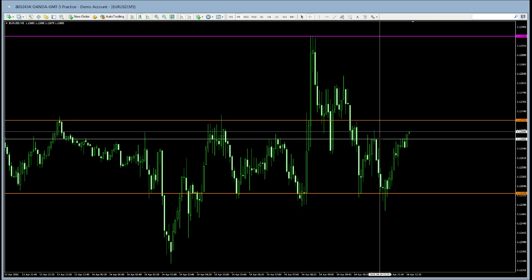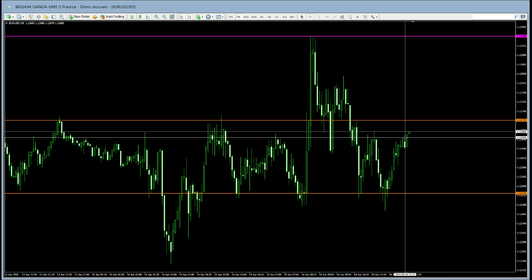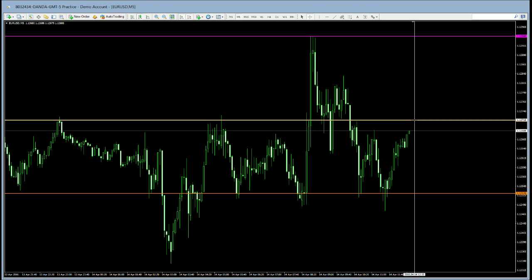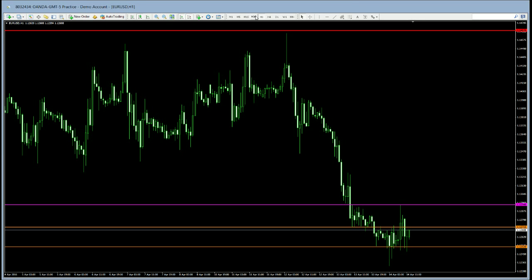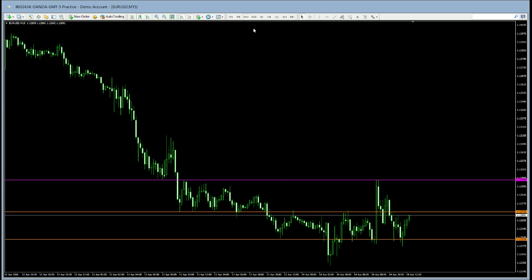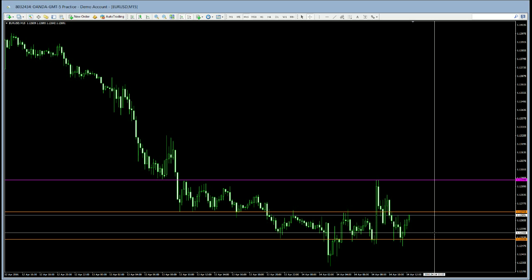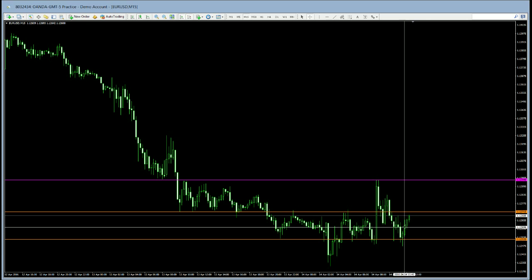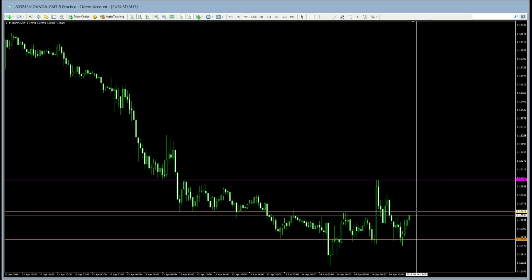As you can see, this price is moving towards the resistance here that we drew. So price will reach here, and then we'll see if it breaks or fails and keeps going down. But right now it's moving up.